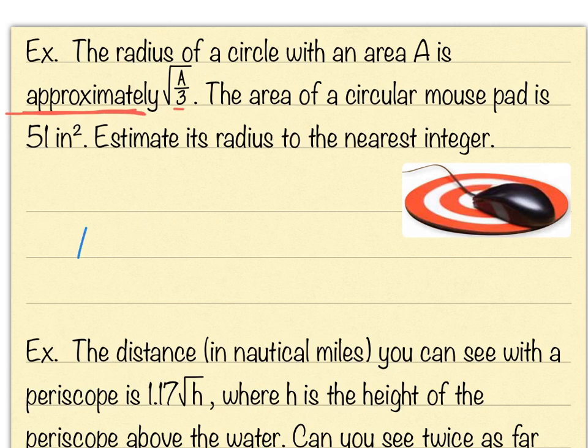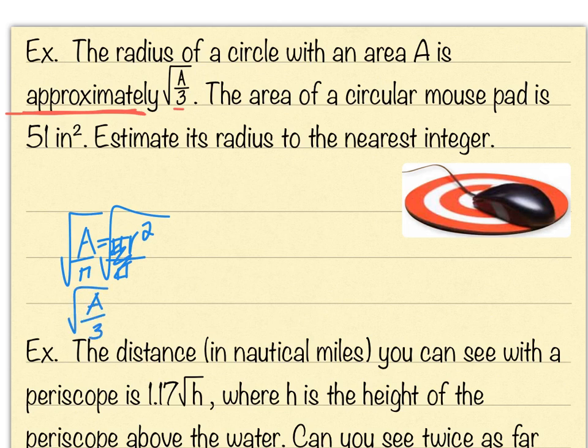And of course, if you wanted to actually write the equation out, you can see where this exactly comes from. So area of a circle is pi r squared. If I want to solve that for the radius, I divide by pi. And then I square root both sides. And so that's where the A over 3 comes from, because pi is approximately 3, right? So that's where all that comes from.